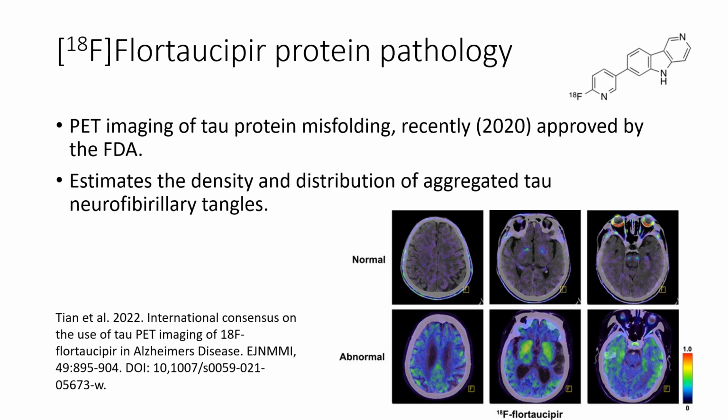And indeed, to target tau tangles, the FDA approved in 2020 a tau tracer, fluorine 18. So this can then show you areas of higher protein misfolding in the patient's brain, and based on the regions you can then see abnormal protein metabolism and therefore a high indicator for the presence of Alzheimer's disease.